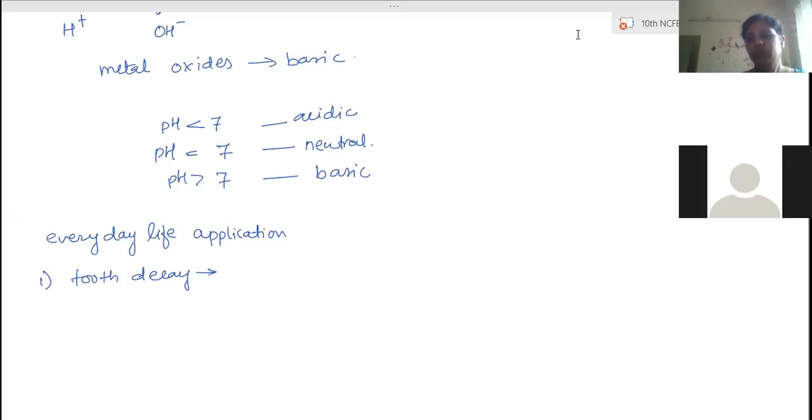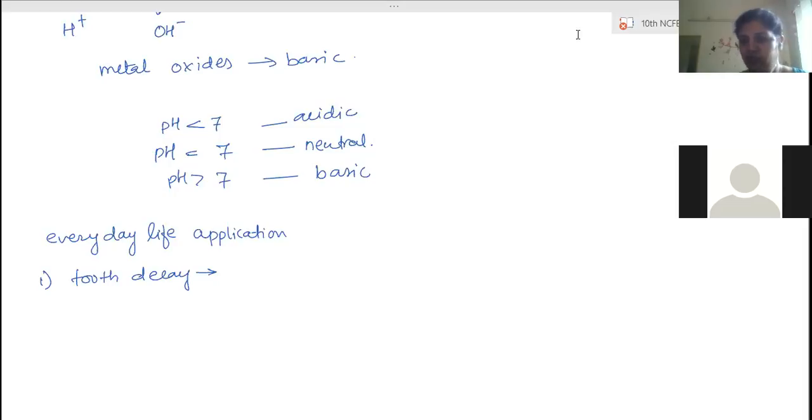Now we get to know this by knowing the pH of the mouth. The pH of the mouth should be approximately 7.5 in a normal condition, but due to accumulation of acid, this value decreases below 7. It may reach 5.5 as well. By knowing that condition, people got to know the reason for tooth decay.